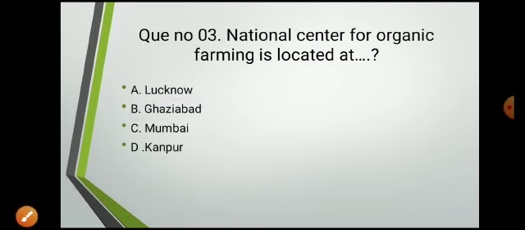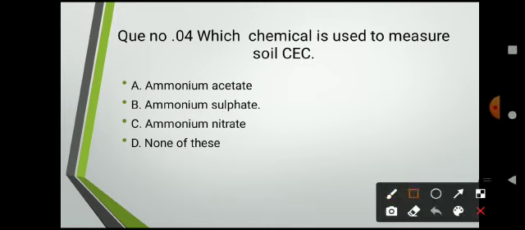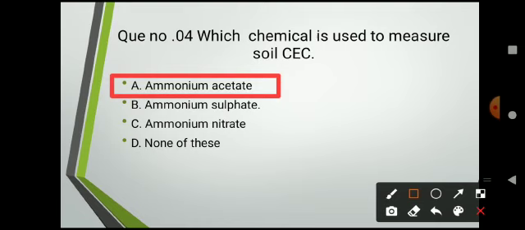Next question number fourth. Which chemical is used to measure soil CEC, that is cation exchange capacity, and the options are ammonium acetate, ammonium sulfate, ammonium nitrate and none of these, and the correct answer is option A, ammonium acetate. It is the chemical which is used to measure soil cation exchange capacity.